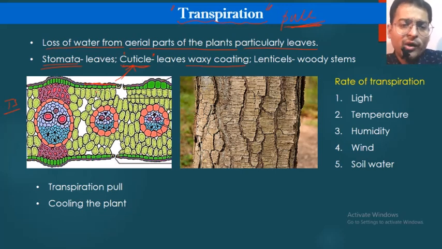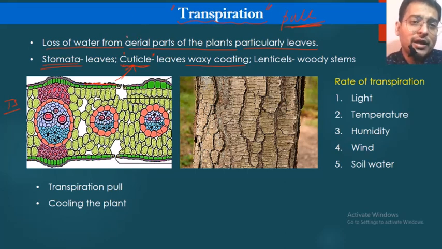So from where is transpiration taking place? It is taking place from the aerial parts of the plant, that is, the upper part of the plant, particularly the leaves. In leaves, transpiration takes place through the cuticle, but cuticular transpiration is a very small portion. Its contribution is very less. The major contribution is coming from the stomata.